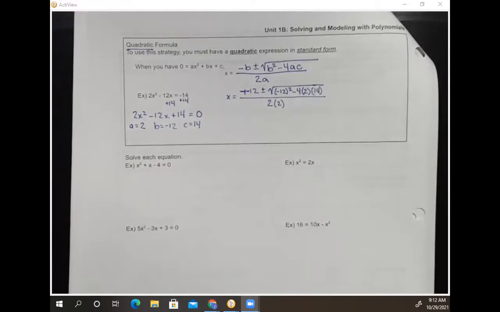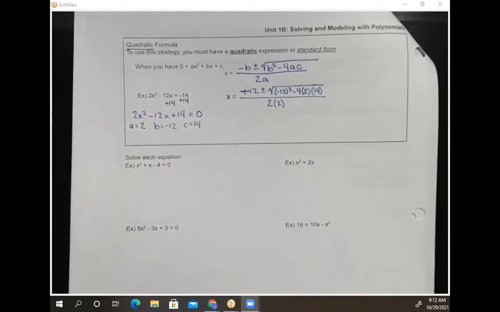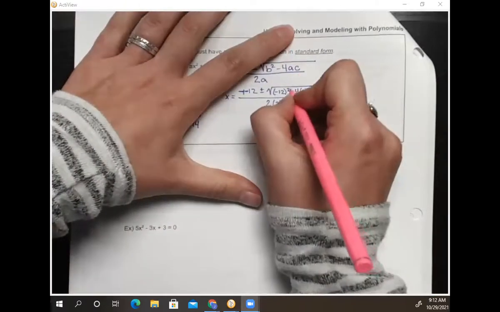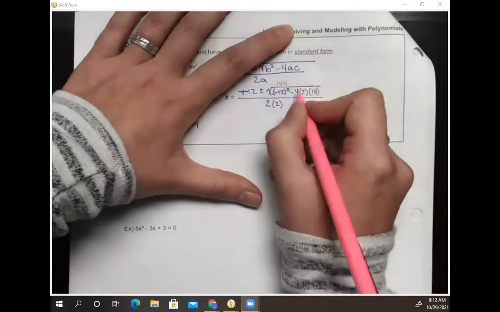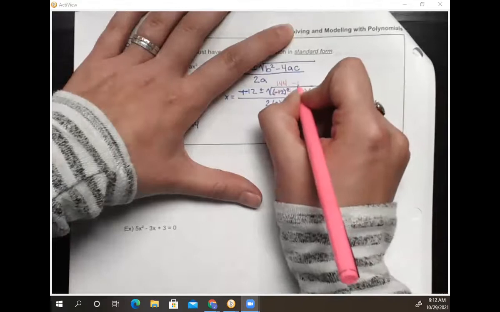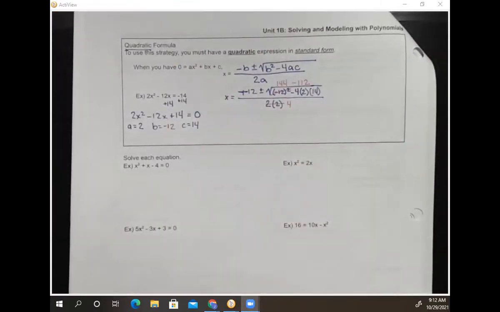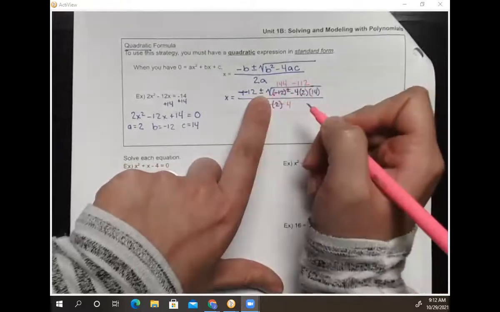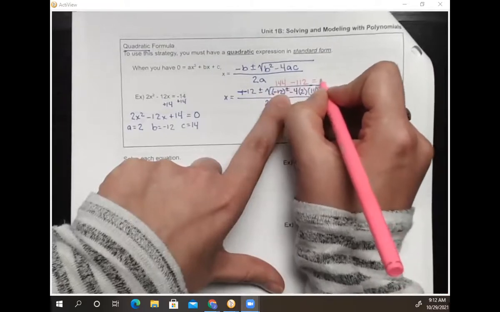And now I'm going to simplify. Negative 12 squared is 144. So I'm just going to write these on top as we go through. And then I've got negative 4 times 2 times 14, that would be negative 112. So I've got 144 minus 112. And then on the bottom here, 2 times 2 is 4. I'm doing a little simplifying there. Remember, this piece is under my root. If I continue to do my subtraction here, 144 minus 112 would be 32.